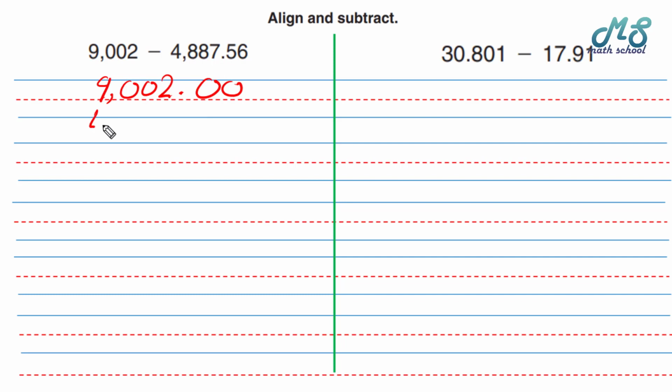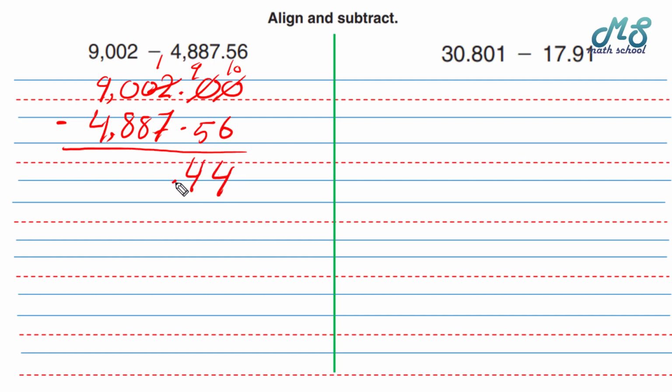4,887. Write point and write 5 and 6. Now you can subtract the two numbers. 0 minus 6, it doesn't work, so you have to rename the two numbers. Cut 2 and write 1. Cut 0 and write 9. Cut 0 and write 10. It's easy. 10 minus 6 is equal to 4. 9 minus 5 is equal to 4. Bring down the decimal point.